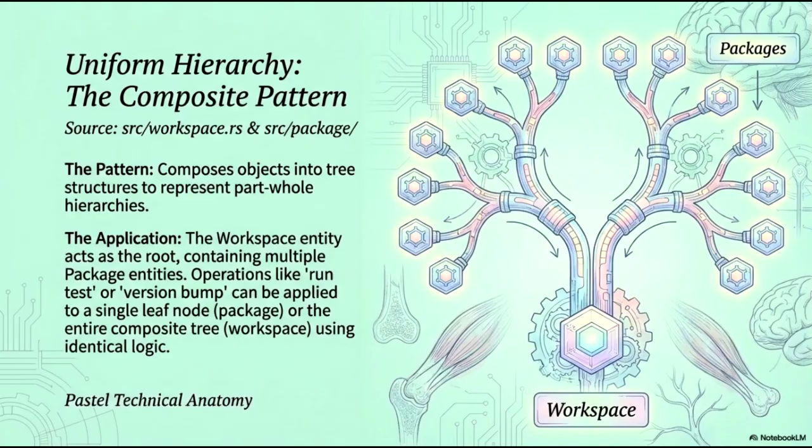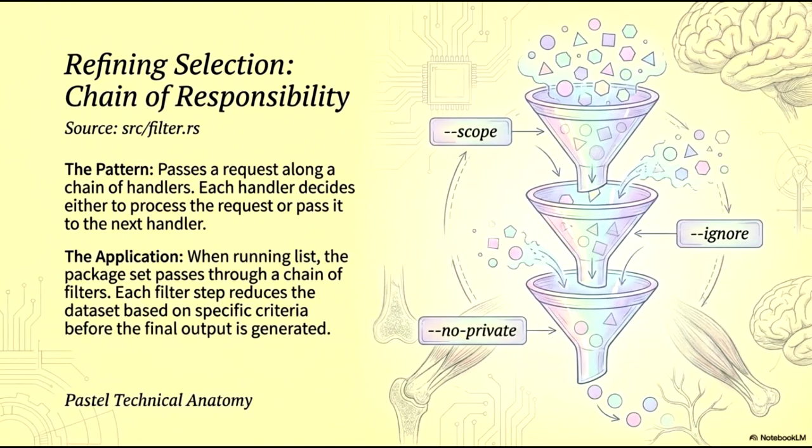By using identical logic for both individual packages and the workspace as a whole, we simplify our internal processes and ensure consistency across the entire system. Refining selection in our architecture is built upon the chain of responsibility design pattern located within src/filter.rs. This pattern operates by passing a request through a series of handlers, each tasked with either processing the request or passing it to the next link in the chain.